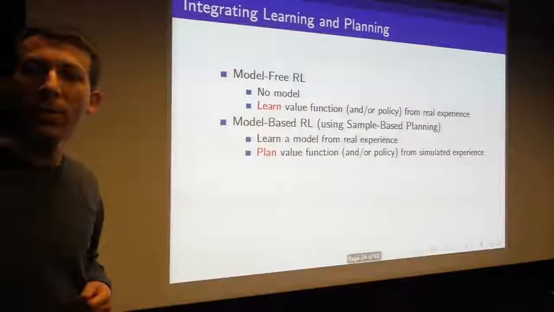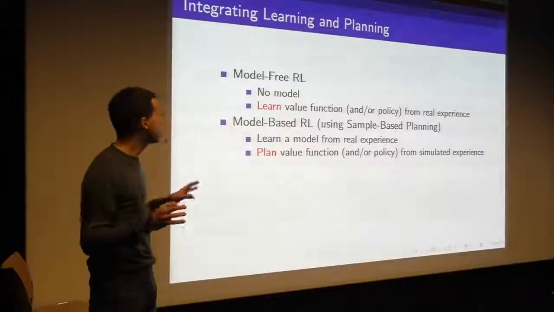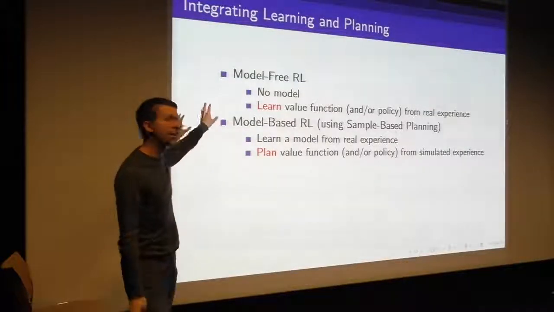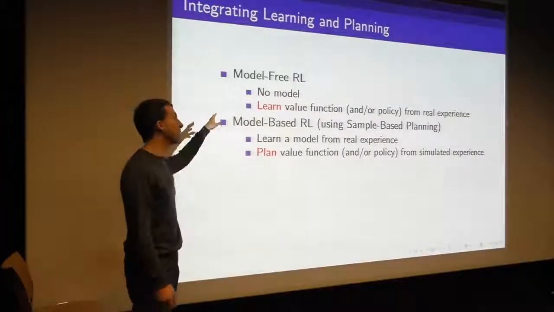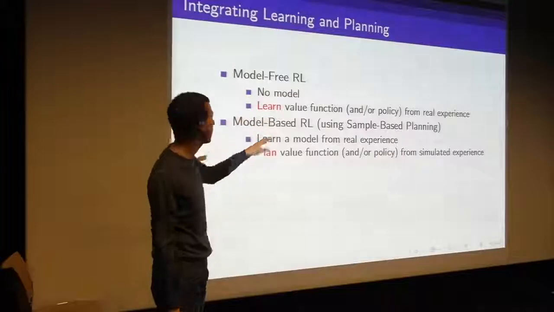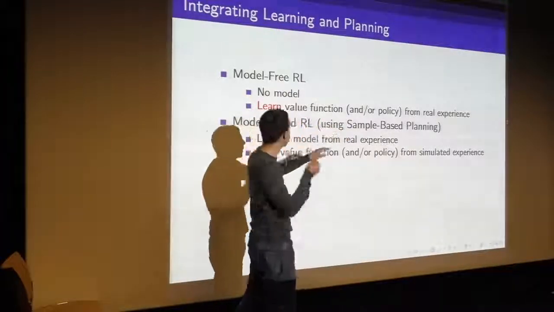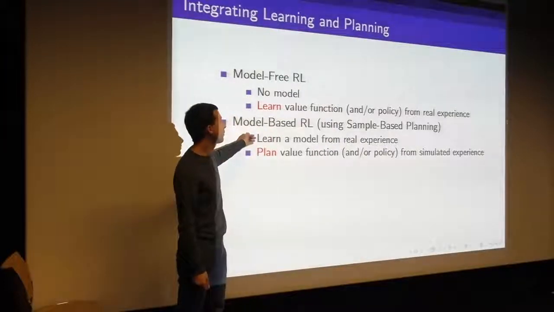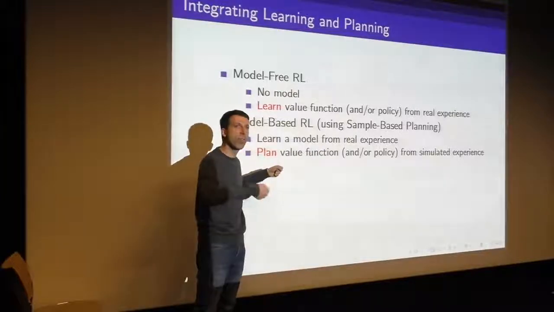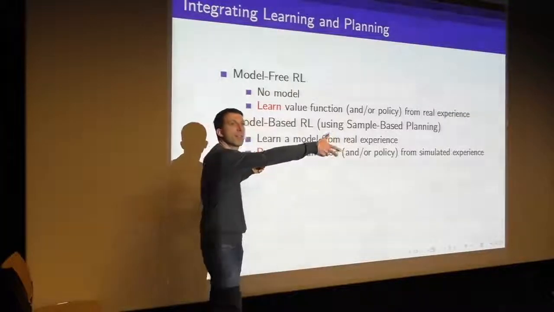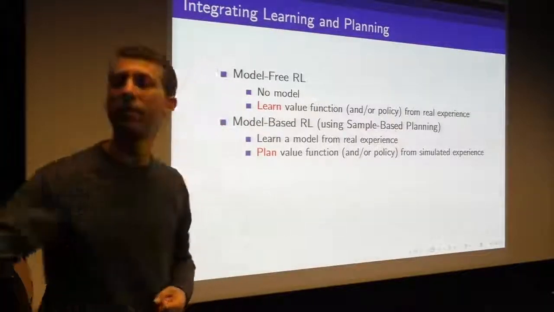Okay, so we're going to talk about how to integrate learning and planning together. In the first slide of the introduction, we started off with this taxonomy again. Model-free RL: there's no model, and we learn the value function or policy from real experience. Model-based RL, where we consider sample-based planning as an example: we learn a model from real experience, and we plan by simulating experience from that model, interacting with that stream of imagined experience and learning from it. So what if we combine these together?